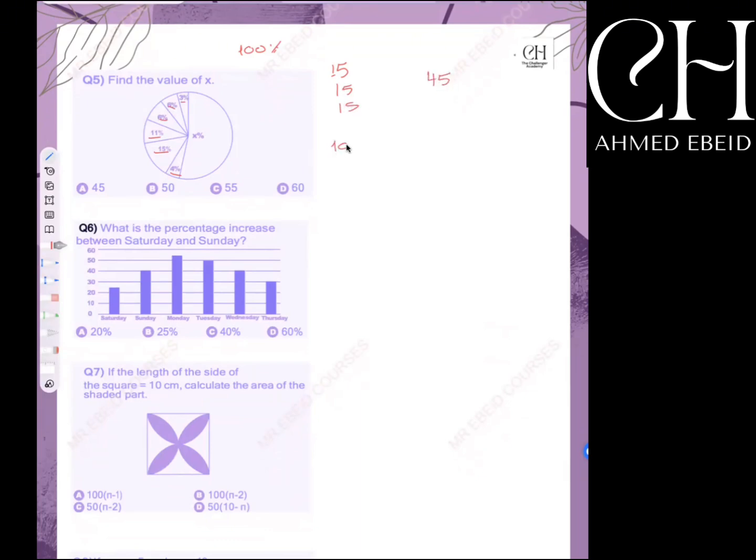So we'll just subtract, the whole circle, which is 100, minus the sum of all the percentages, the given ones, which is 45. So it will be 55. So the answer is C.